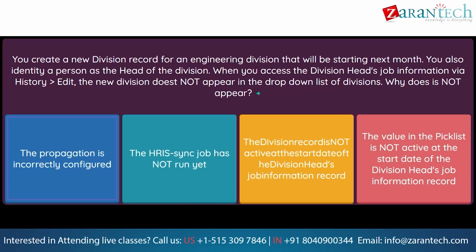Option 1. The propagation is incorrectly configured. Option 2. The HRIS sync job has not run yet. Option 3. The division record is not active at the start date of the division head's job information record. Option 4. The value in the pick list is not active at the start date of the division head's job information record.